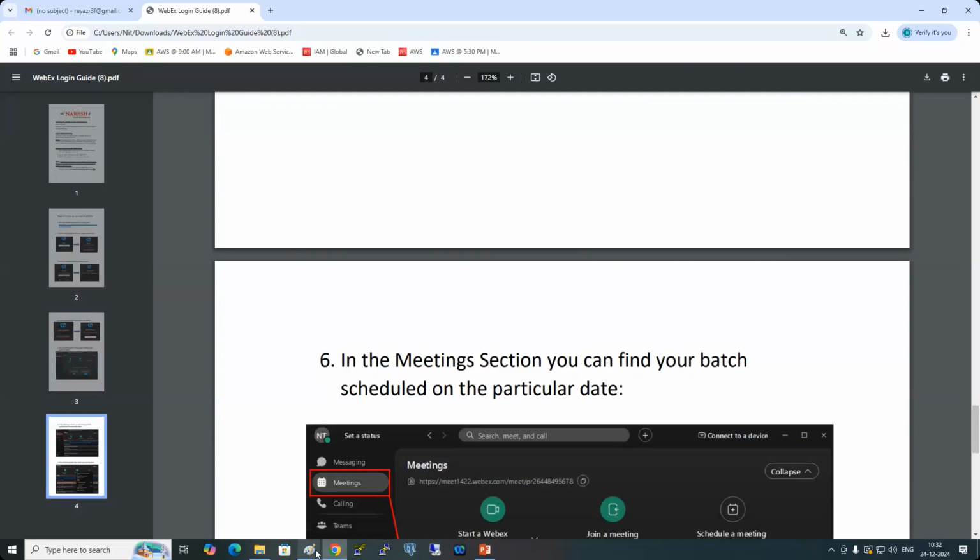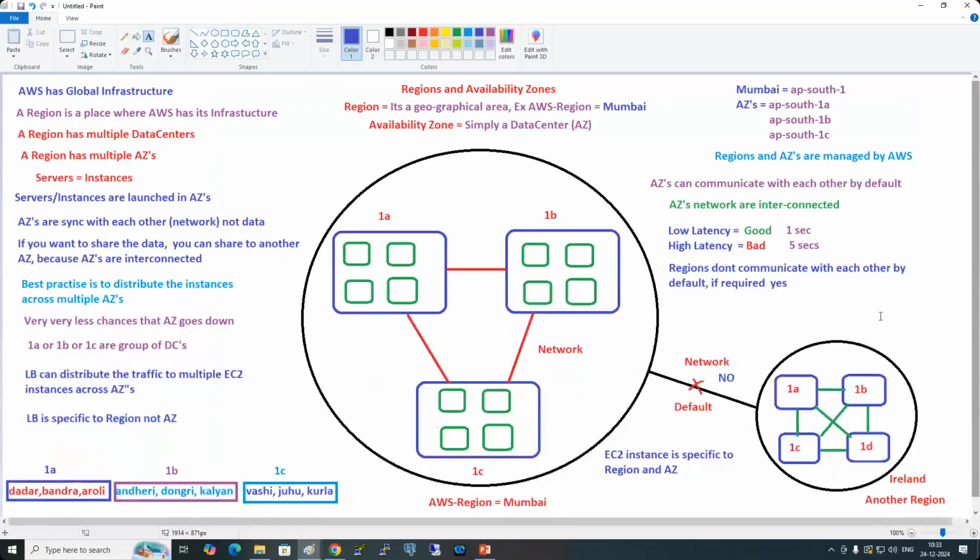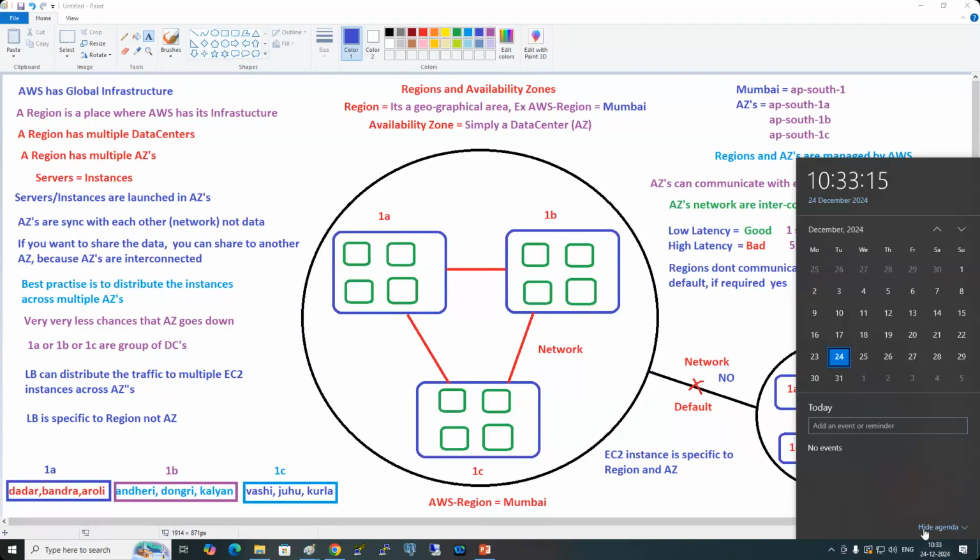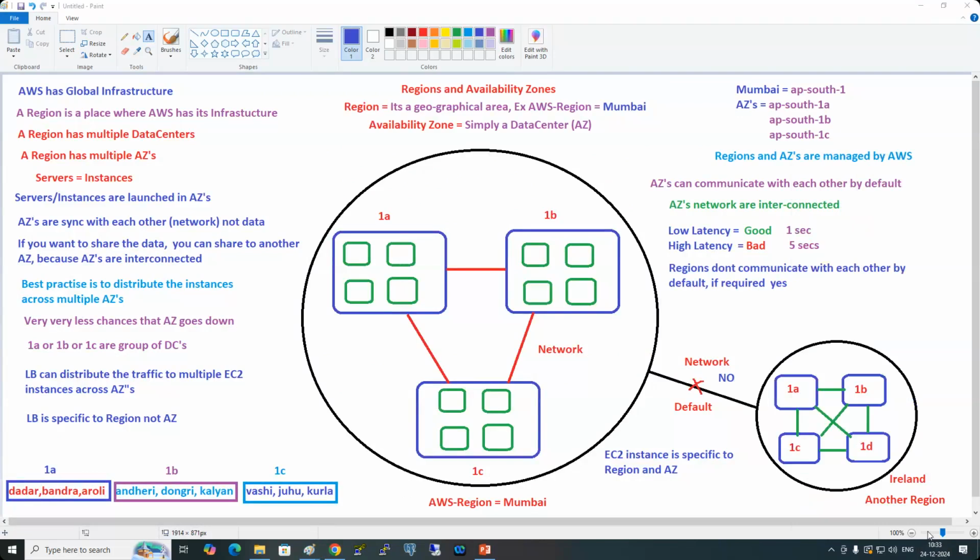So this is what management asked me to share. I have already shared it. Any questions? Tomorrow there is no class. The next class is the day after tomorrow, on Thursday. We have completed all the basic information and learned all the basics.